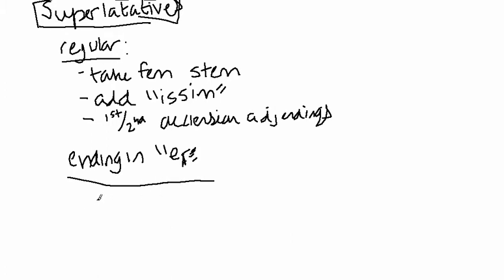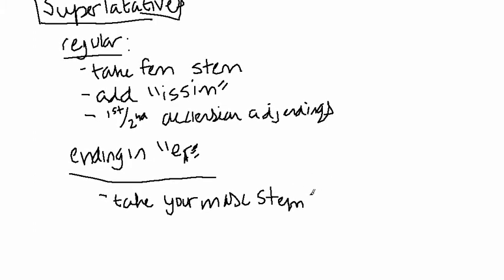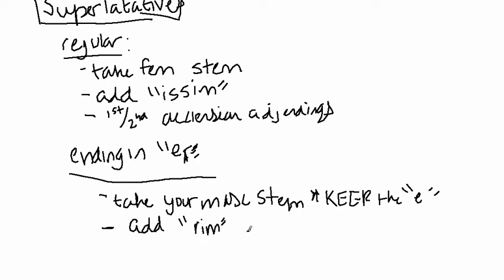Adjectives ending in -er. So what you're going to do is take your masculine stem and you're going to keep the e. Keep the e. And then you're going to go ahead and add -rim, the letters rim. Then you're going to add your first and second declension adjective endings.